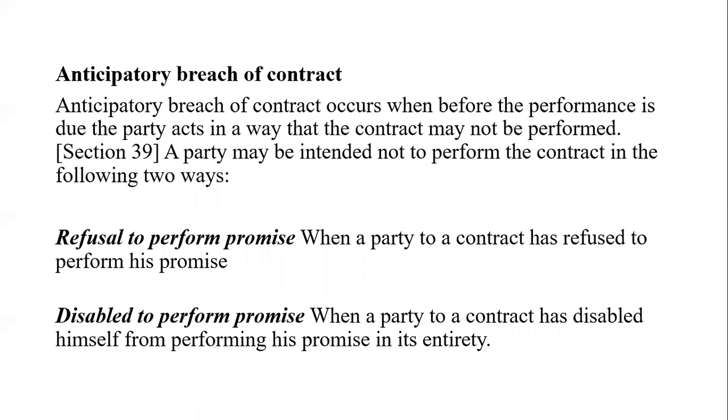Now, anticipatory breach of contract. There is actually no breach of contract that has happened, but there are circumstances in which the other party may presume that it will happen in the future, according to section 39. A party may intend not to perform the contract in the following two ways. The first one is refusal to perform the promise or disabling oneself from performing the promise. When the party to a contract has refused to perform his promise or has disabled himself from performing his promise in its entirety, then we can say this is anticipatory breach of contract.